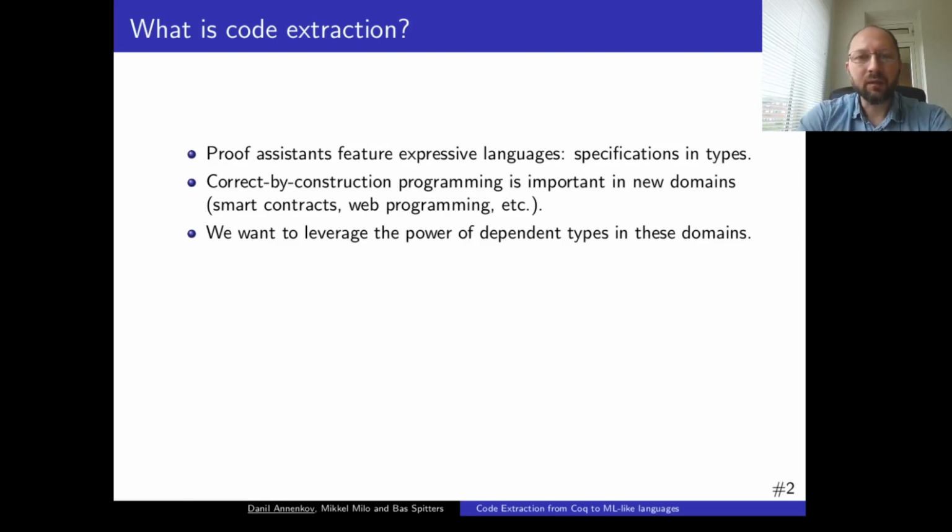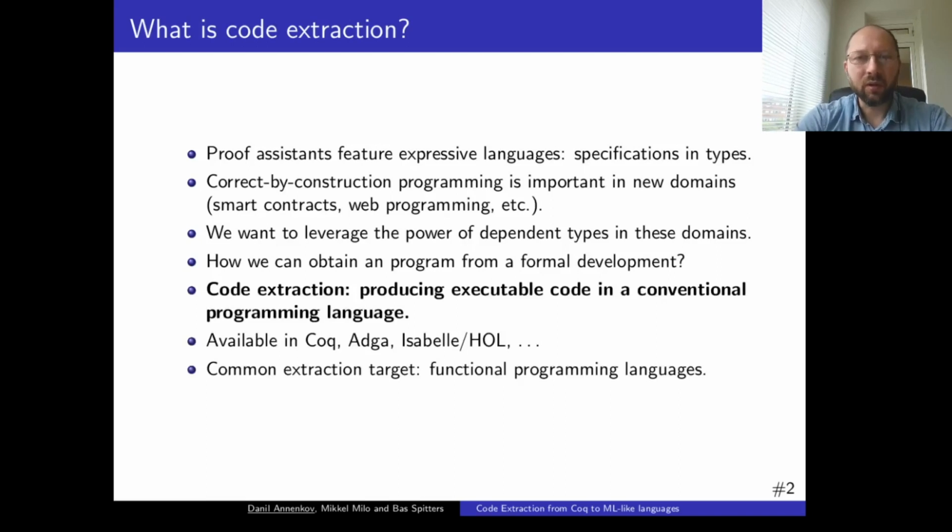Maybe we can somehow use existing proof assistants which already feature dependently typed languages. But how can we obtain a program from the formal development? This is precisely what code extraction is all about. It's about producing executable code in a conventional programming language. And such functionality is available in many proof assistants such as Coq, Agda, Isabelle, and so on. And a common extraction target are functional programming languages.